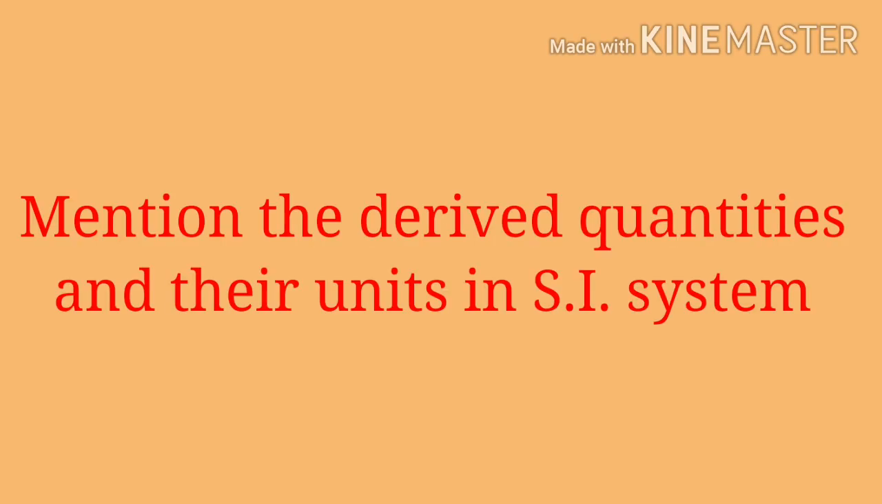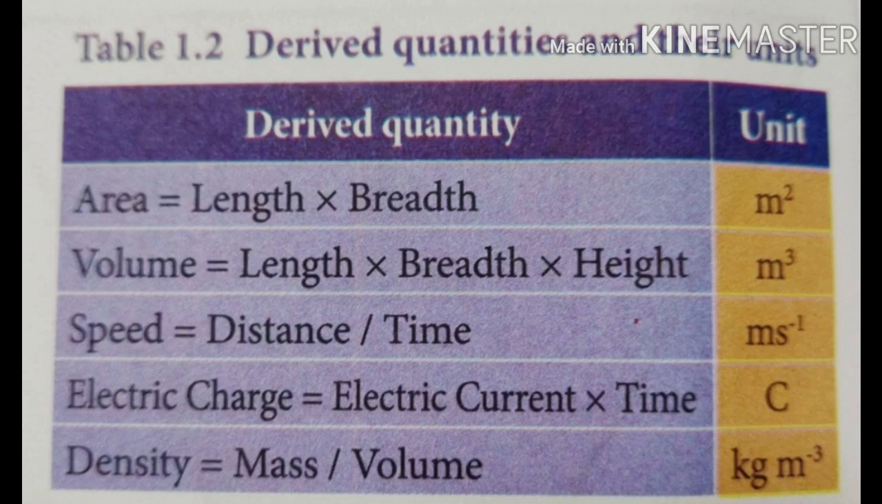Children, this will be the last detail for this lesson. Mention the derived quantities and their units in SI system. First one, area, formula length into breadth, and the unit is m square, meter square. Then volume, formula length into breadth into height, unit m cube or meter cube. Then speed, formula distance by time. Then unit is m s to the power of -1. m stands for meter, s for second.